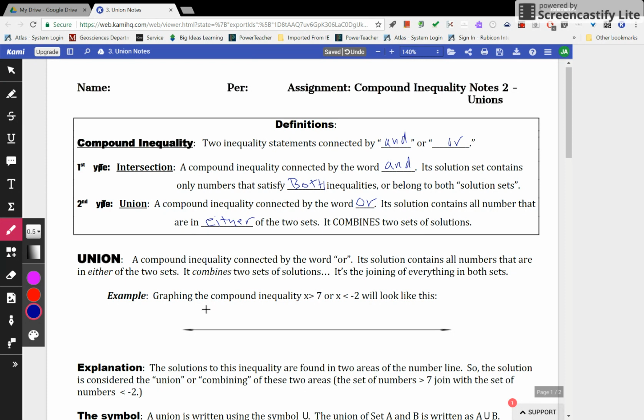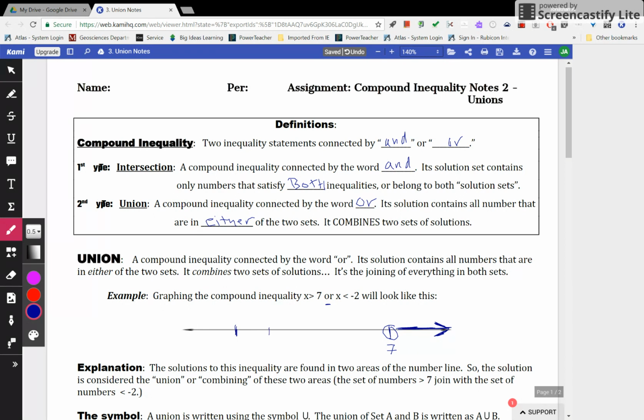As we look at this, if we were graphing a union with the word "or," graphing the compound inequality x is greater than 7 or x is less than negative 2 will look like this. Because of the "or," you could have values that start at 7, well, actually they don't include 7, non-inclusive, but that are greater than 7. So anything that's greater than 7 would meet this requirement. You could say, well, what about 8? Well, 8 is greater than 7. Or is 8 less than negative 2? Well, yes, it's greater than 7, it's not less than negative 2, but it doesn't matter. The "or" lets you do one or the other.